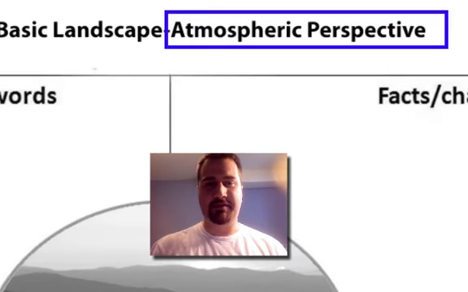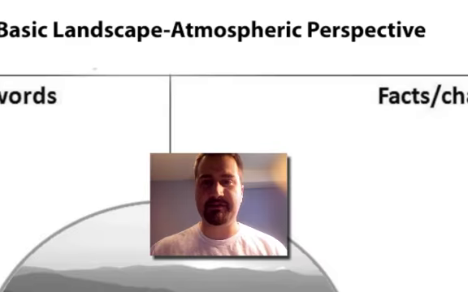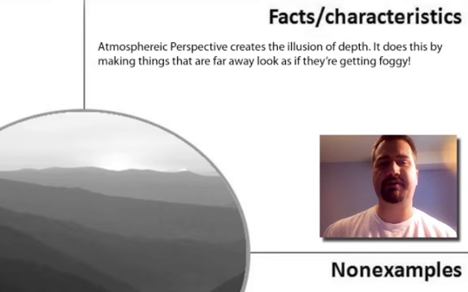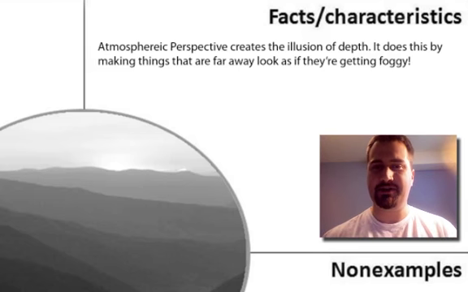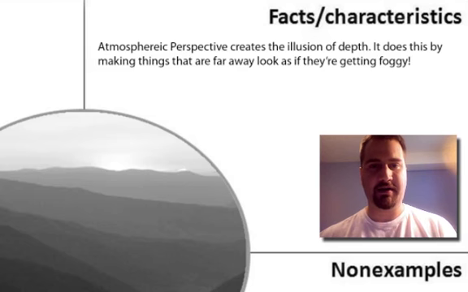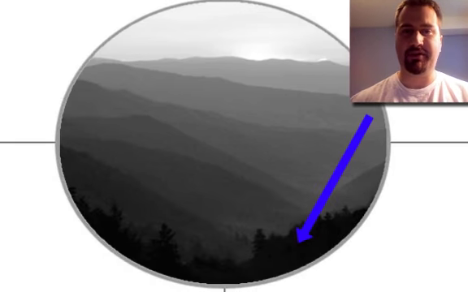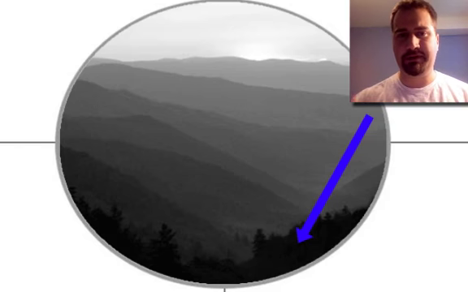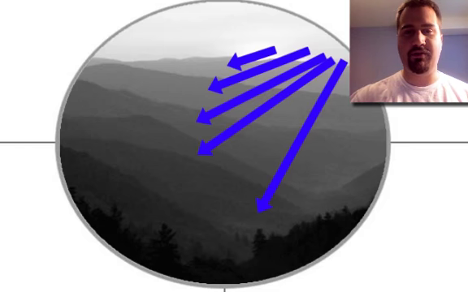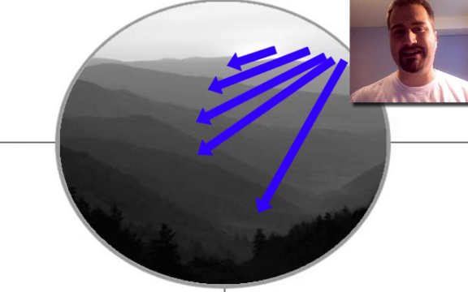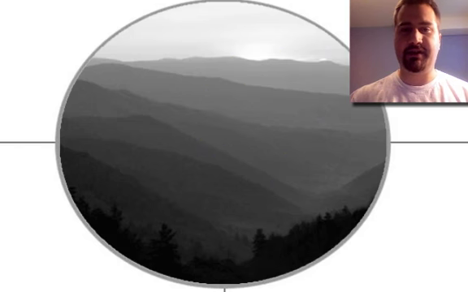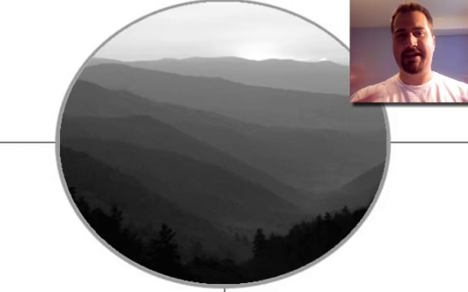Basically, atmospheric perspective, let's break down the word. The atmosphere is the air that surrounds us. Perspective is where we're looking in something. So naturally, atmospheric perspective is the illusion of depth created by making things look as if they're going into a fog. That just means things that are close up are very detailed and very bold, with lots of high contrast. And things that are further and further away get lighter, less detailed, and the contrast goes down. That gives the illusion that there's some depth going on in there.